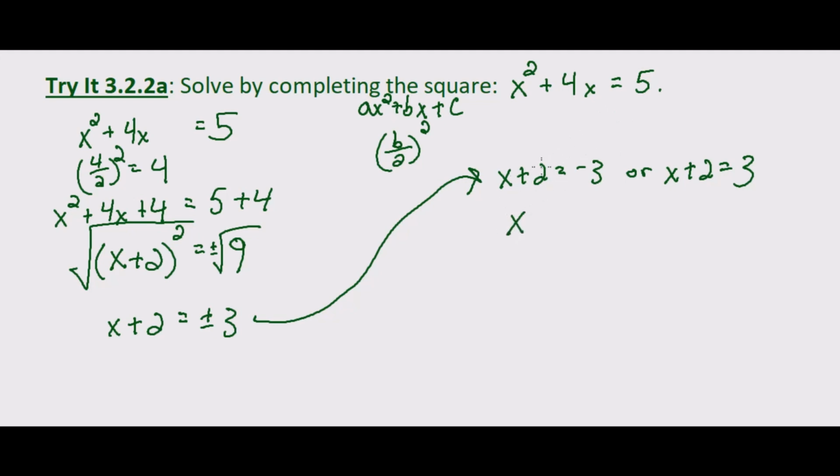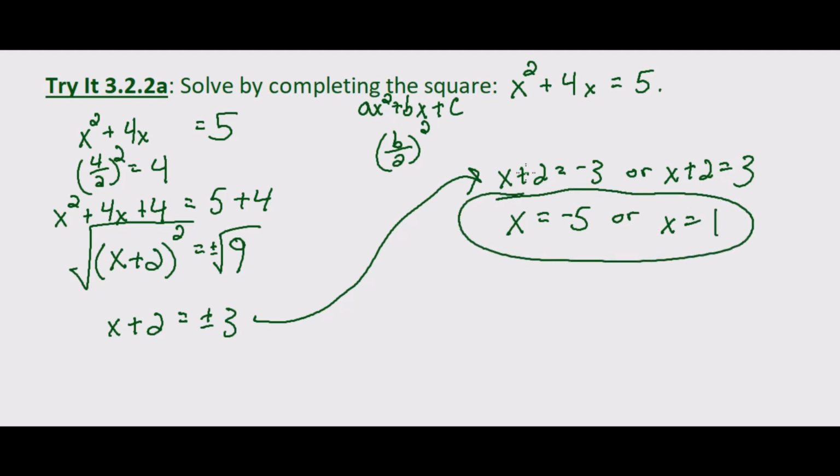X plus 2 equals negative 3, subtract 2 from both sides, x equals negative 5, or x equals 3 minus 2, which is 1. If we check those, negative 5 squared is 25, plus 4 times negative 5 is negative 20. So 25 minus 20 does equal 5. And then 1 squared plus 4 times 1 is 4. 1 squared is 1 plus 4 does equal 5. So those check. And you could simply substitute those in on paper if you wanted to check those formally.